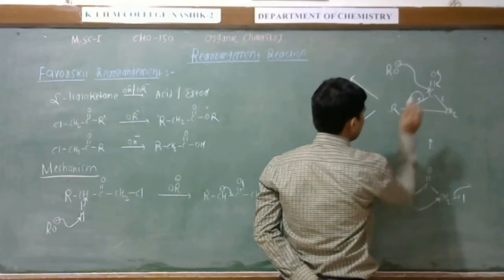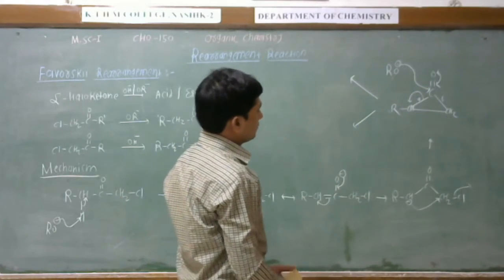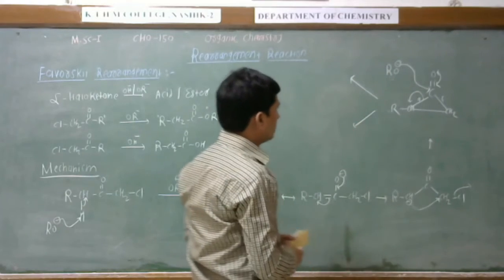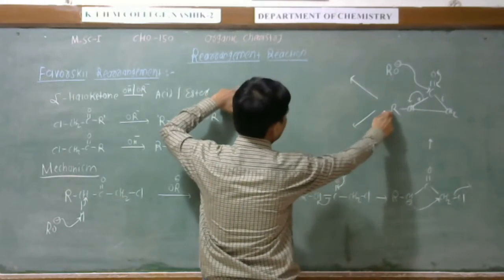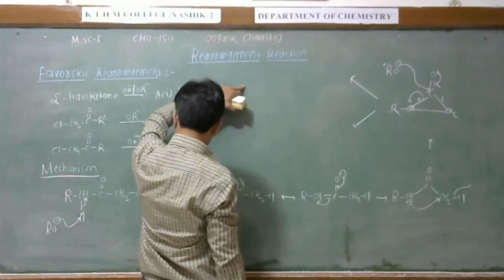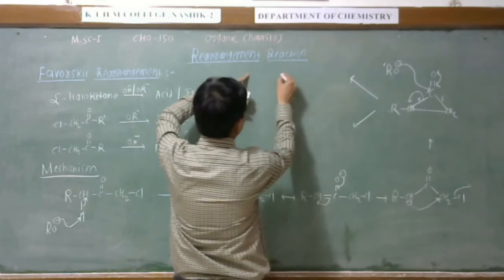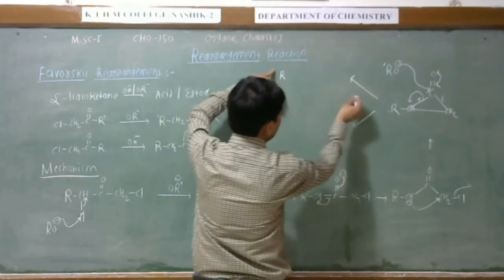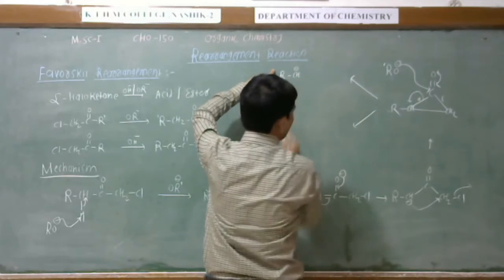Let us see what will happen when this A bond is broken here. We are starting from this R group. This is the R dash. Now, what will happen here? If this is R, see, this is R here. R is attached to the CH, and this CH has a minus charge.